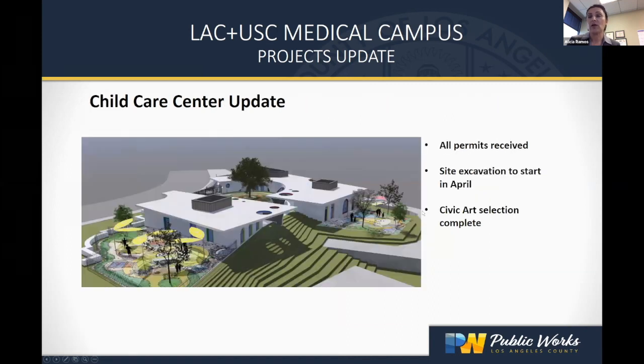Child Care Center. We have all permits obtained on the Child Care Center. We will have site excavation starting in the next week. We have completed the civic arts selection process on that. So we'll start to see a lot more activity on site with this project.